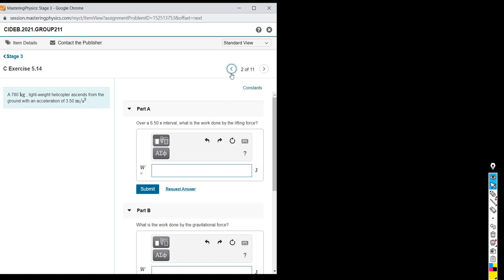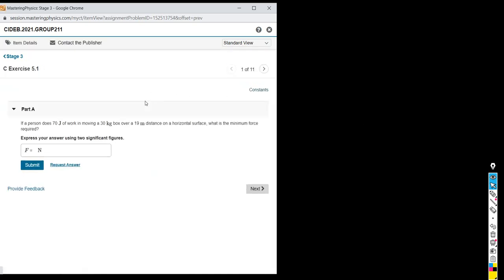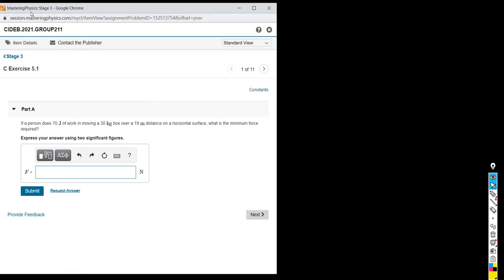Hello class, so let's start with the explanation of some of these problems for stage 3 for Mastering Physics. There are 11 problems and I'm going to be solving either 5 or 6 of them. So the most difficult ones, of course. So let's see, the first one is quite easy.